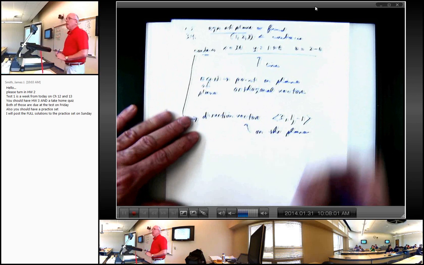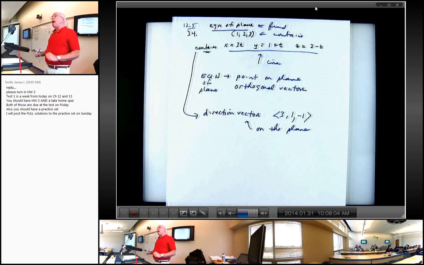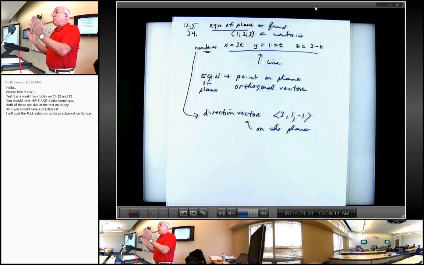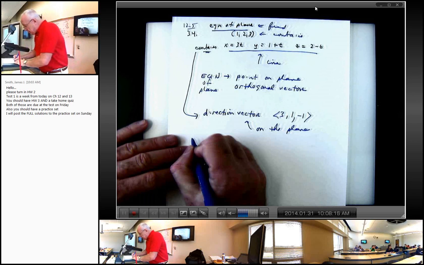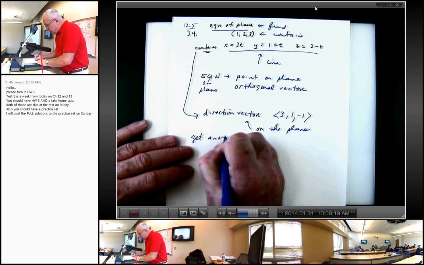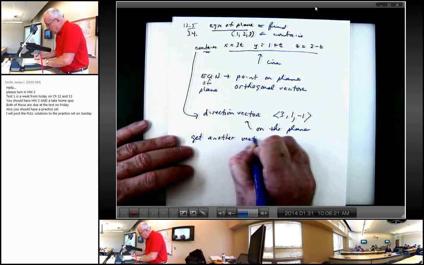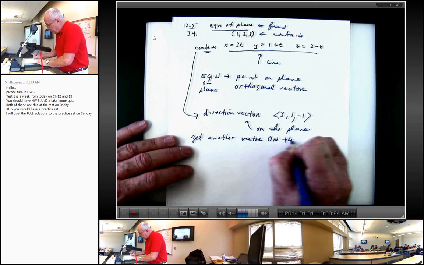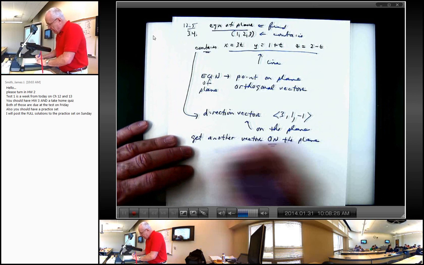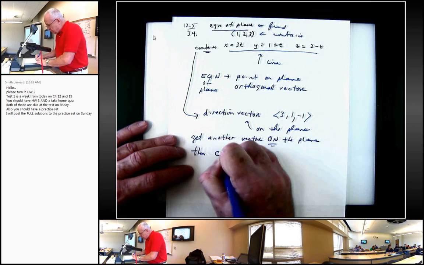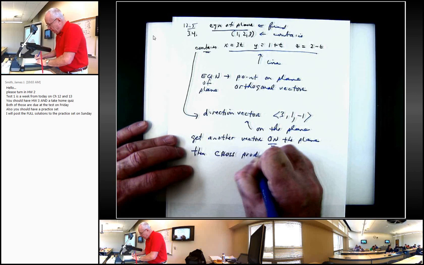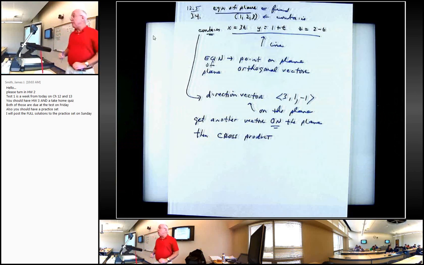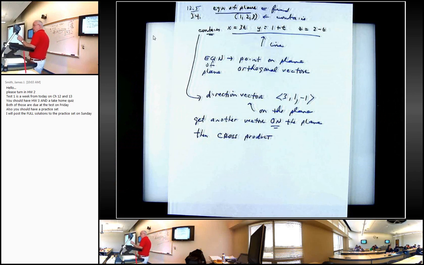All right? Now, to get the orthogonal vector to the plane, we need two distinct vectors that are on the plane, right? And we'll do their cross product. Make sense? So let's get another vector on the plane, and then we can do a cross product. And that'll give us our orthogonal vector. You okay with me so far, Cassandra?